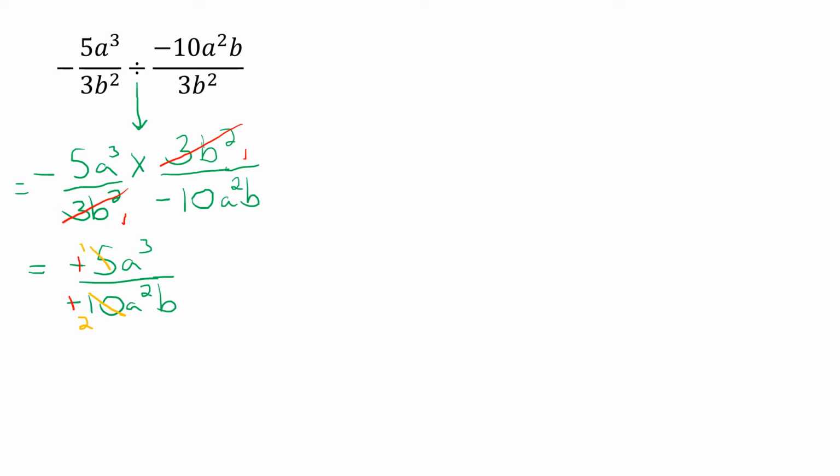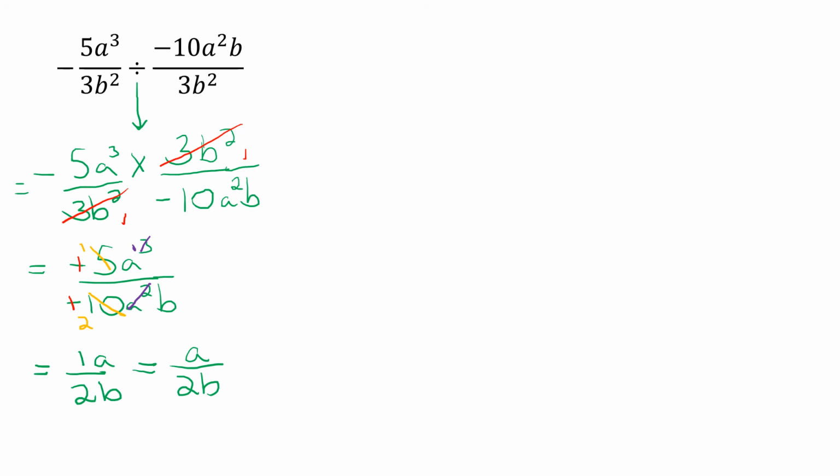And we can divide out some of the a's. So if we have an a squared on the bottom, we can divide that out to the top and be left with a single a. And there's only one b, so it'll just stay where it is. So our final answer will become 1/2 a over b, or you could write that as a over 2b.